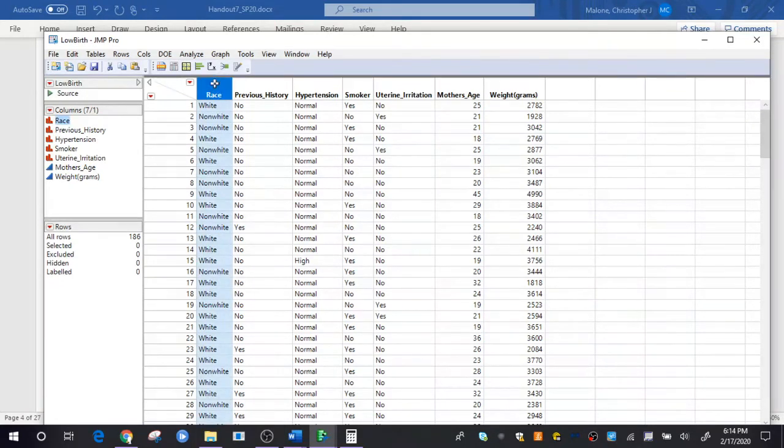I have the race of the mother. I have information about whether this mother has given birth previously and had a low birth weight baby. No means they have not had a low birth weight baby in the past. This woman here has had a low birth weight baby in the past. We also have information about whether or not they're a smoker, uterine irritation, and the mother's age. Finally, we also have the weight of the baby, and this is in grams.